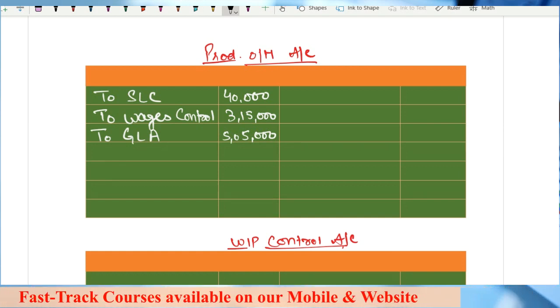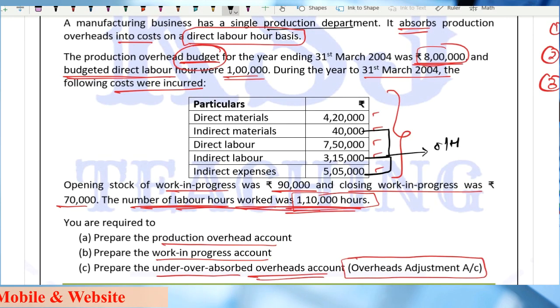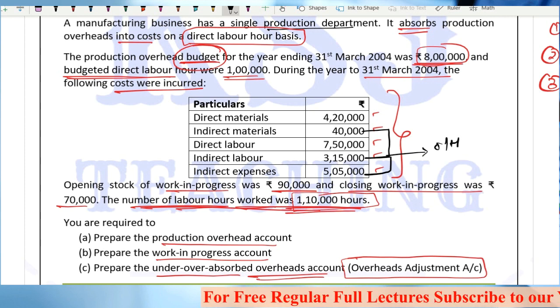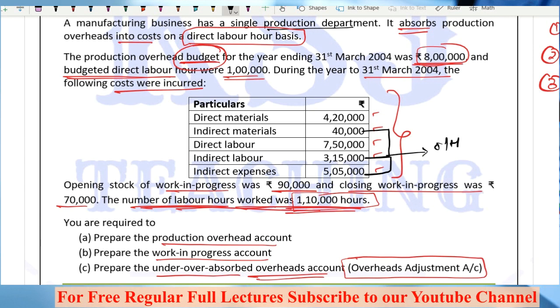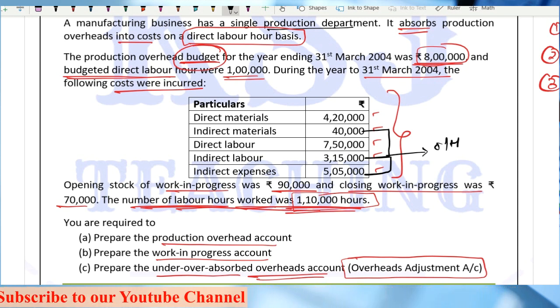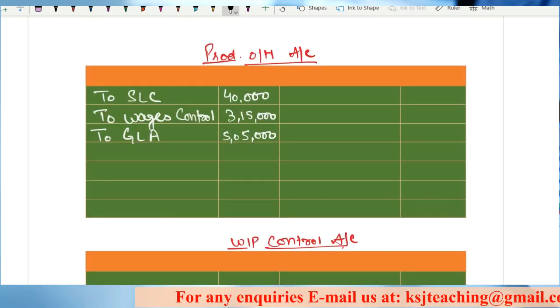Because whenever it is given as indirect material, read the question carefully. It says indirect material 40,000. That means indirect material has been issued to production. What is the entry for that? When indirect material is being issued to production, what is the journal entry for that? We have already discussed. You can check in your books. That is factory overheads control account debit to SLC account. Why? Because my store's ledger will reduce. So I have to write it as SLC. Clear? So this is the right way of doing it.